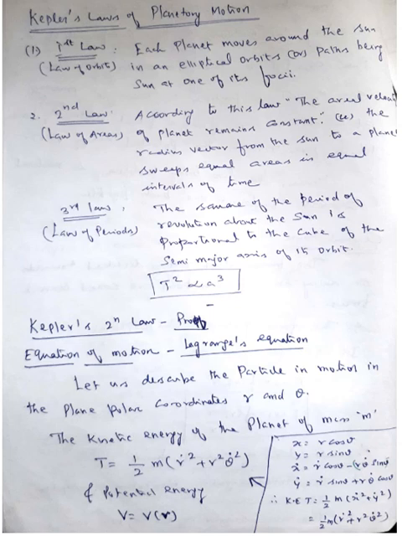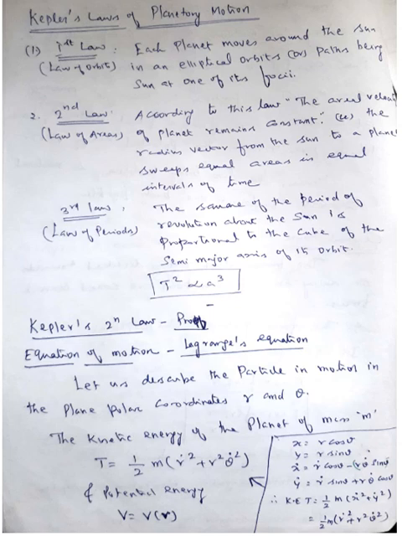Each planet moves around the sun in an elliptical orbit or path, with the sun at one of its foci. Each planet revolves around the sun, the sun is at the center and that motion will be an elliptical motion. So this is the first law. It is otherwise called the law of orbits. Then what is the second law? It is the law of areas.